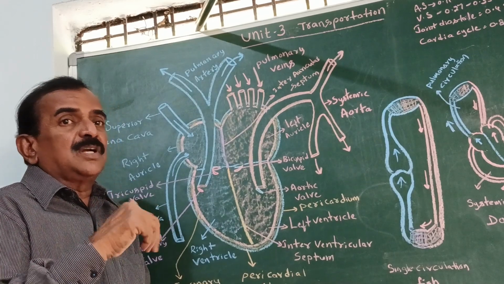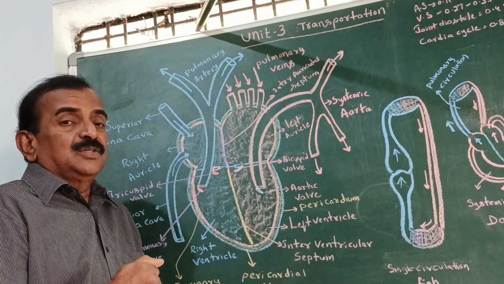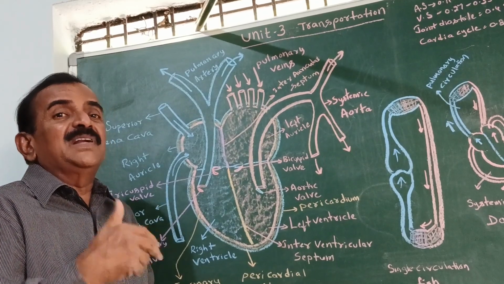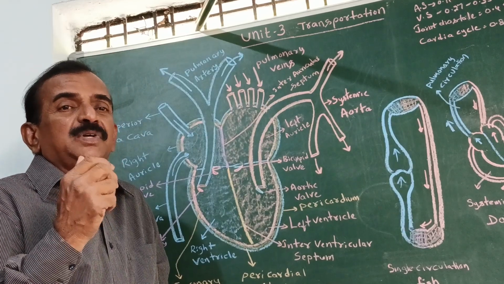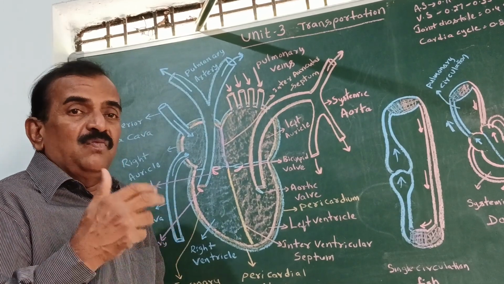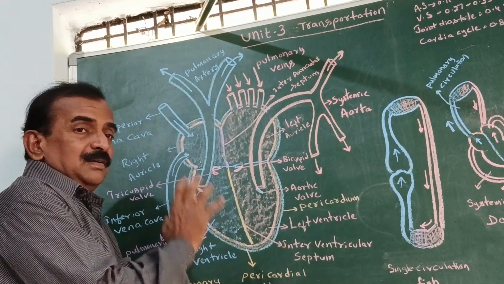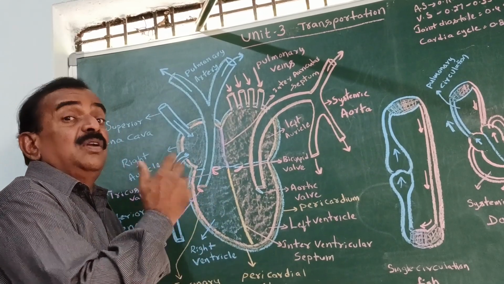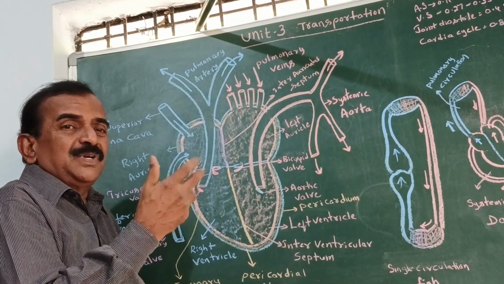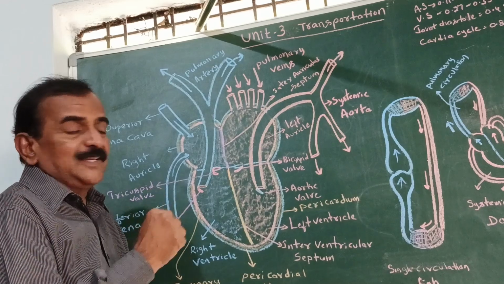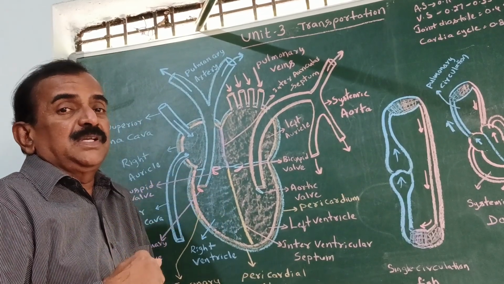In plants also transportation takes place by means of what? Vascular bundles. Plants consist of vascular bundles, and a vascular bundle consists of xylem and phloem. Xylem tissue is useful for transportation of water, and phloem vessels are useful for transportation of food. In the same way, in many developed phyla we observe clear-cut transportation. So in case of human beings, how does transportation take place?